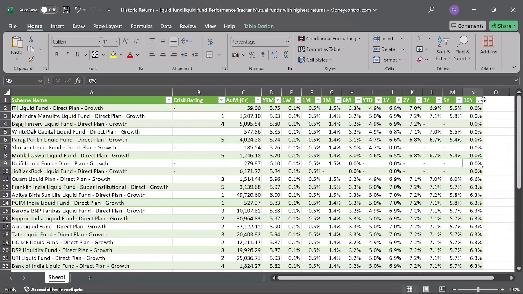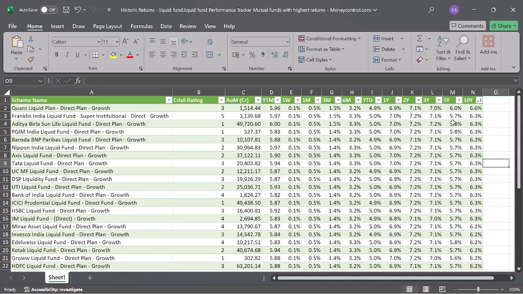So the highest being 6.6%. Highest is by which fund? Quant Liquid Plan. Quant Liquid. Okay. So 6.6 is this, but here the criteria should not be beyond 1 year or 2 years, because interest rates keep changing. And nobody remains invested in a liquid fund for 10 years. Maximum would be like a month, 2 months, or 1 year. So in a 1 year time frame, it is giving almost 7% return.